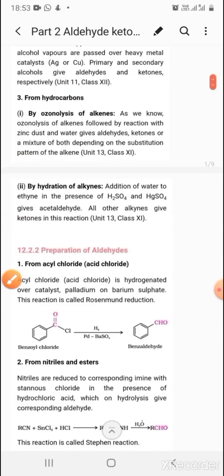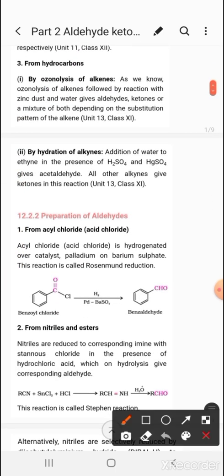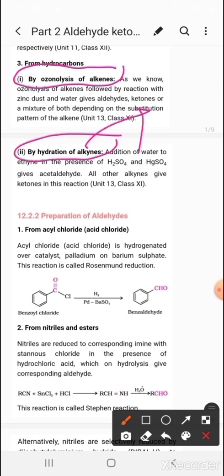The next is from hydrocarbons. Again we can use hydrocarbons, meaning we can do the ozonolysis of alkene, and ozonolysis of alkene will give you the aldehydes or the ketones. Next is the hydration of alkynes. This method we have discussed in class 11 in unit 13.